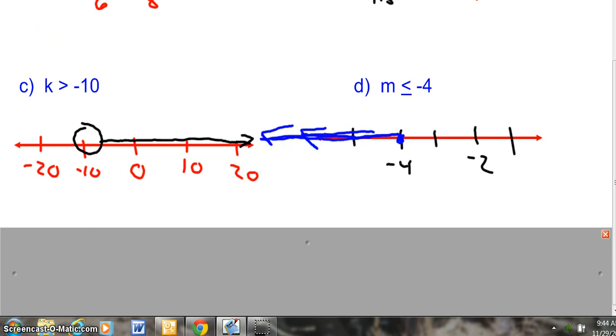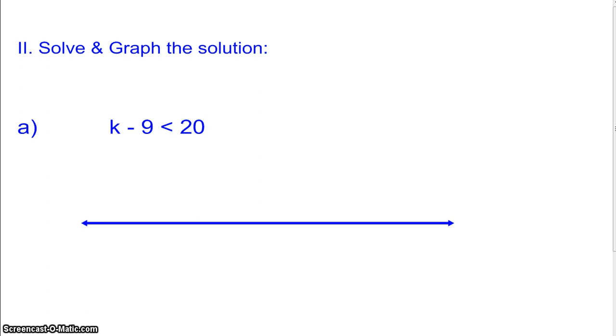Okay? Okay, so now we're going to show how we can solve a little more complicated inequality and then graph it as well. So solving and graphing. This inequality is k minus 9 is less than 20.